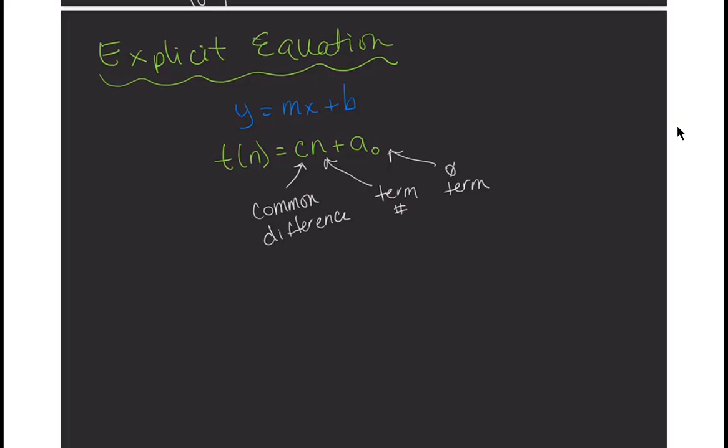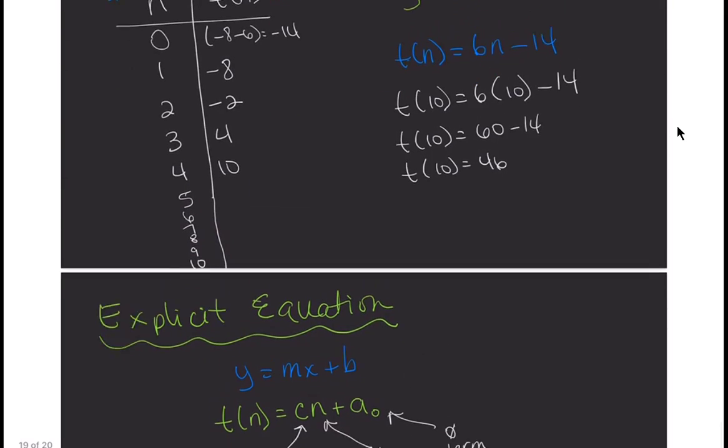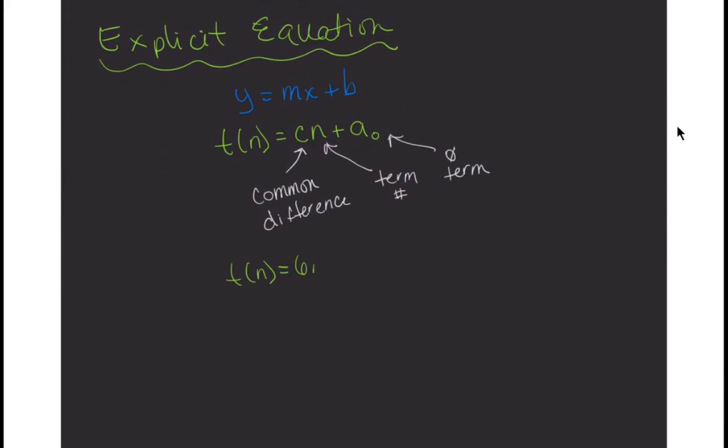And if we go back to the equation that we just came up with, what was it? T of n equals 6n minus 14, right? We found out that our common difference was 6. N is the term, so depending on what term we're looking for. And negative 14 was our 0 term, which was negative 14 that we came up with.